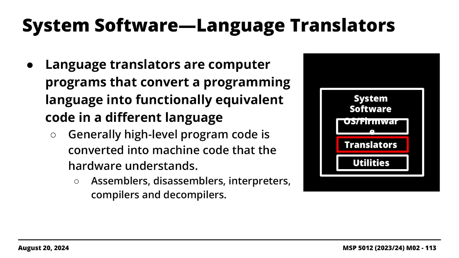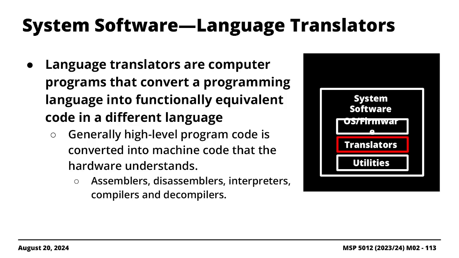If you want to convert from assembler instructions into ones and zeros, you'd use an assembler, right? If you want to convert from ones and zeros to assembler, you use a disassembler or something, okay? And then depending on whether you're using an interpreted language or a compiled language, you find yourself using an interpreter to translate high-level language into machine-readable instructions, okay? Or a decompiler for the opposite of what a compiler does.